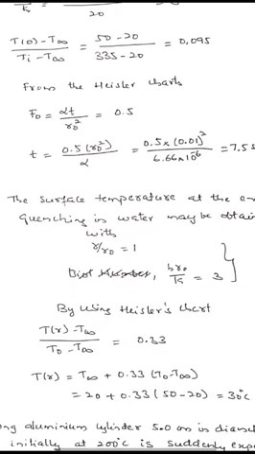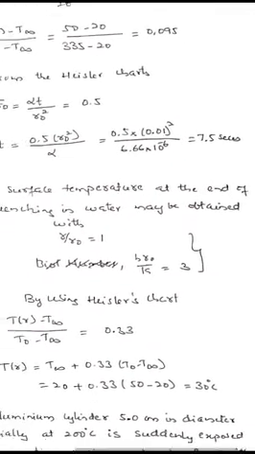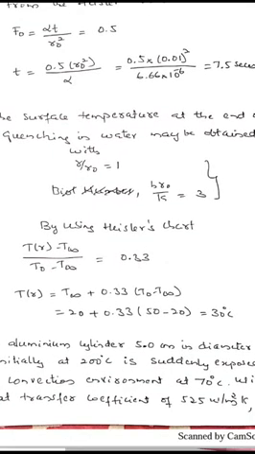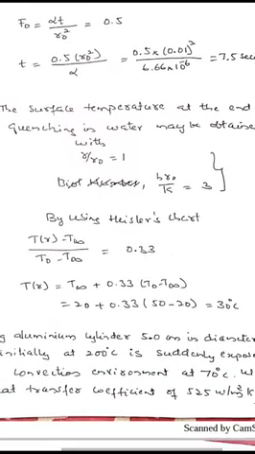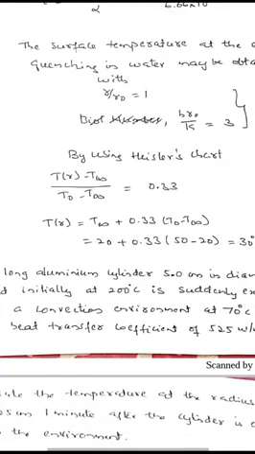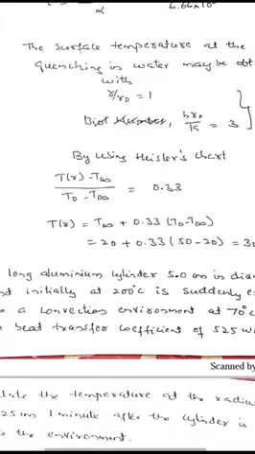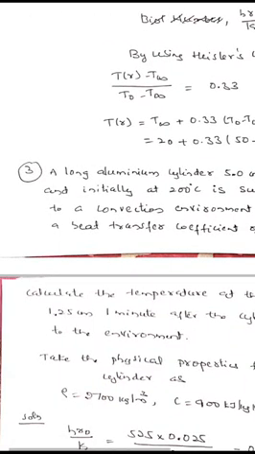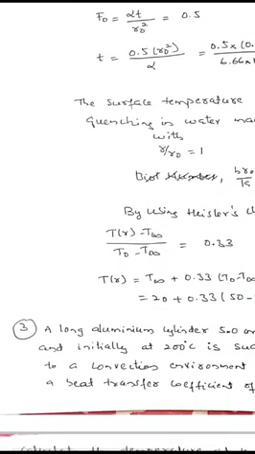Then he is asking for the surface temperature. Surface temperature means R by R0 equal to 1. We know h R0 by k equal to 3, so again using the Heisler charts, we find the surface temperature at the end of the quenching in water. It comes to be 30 degrees centigrade. This is how to solve the problem.